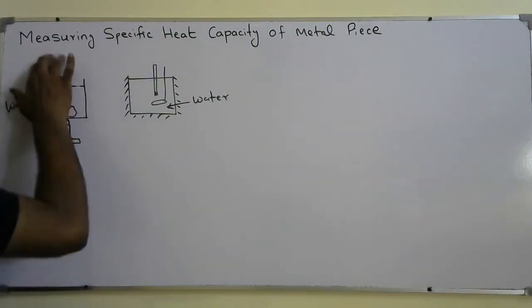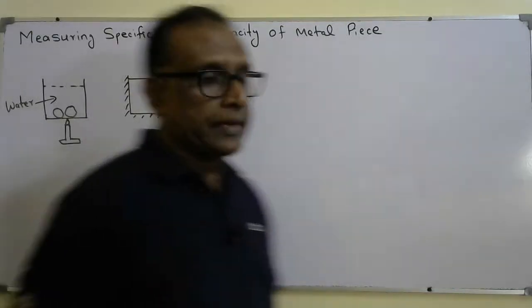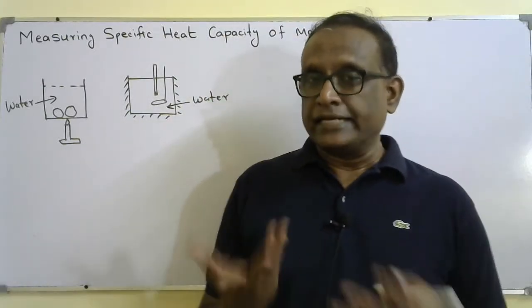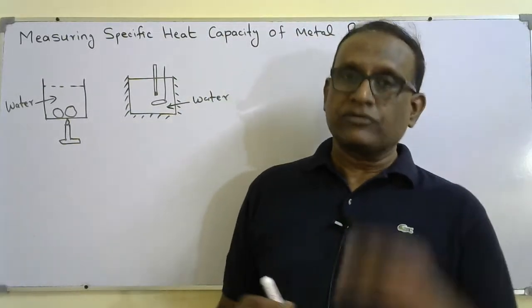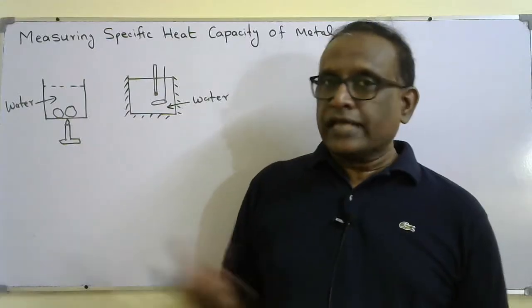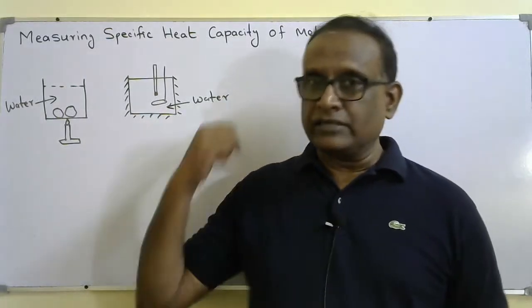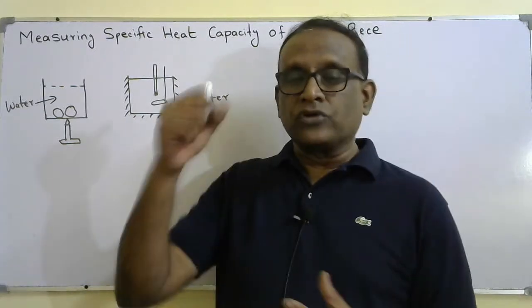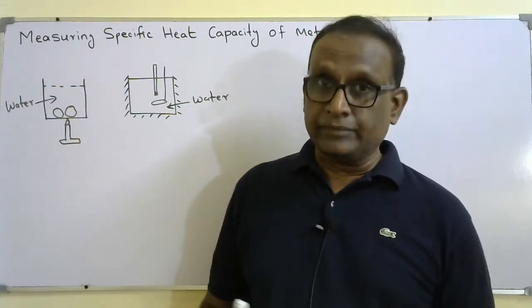Okay, so the next practical is measuring the specific heat capacity of a metal piece. You are given identical metal coins. How to find the specific heat capacity of the material of the coin? There you can't keep a heater like what I explained earlier for the metal block. It's a coin, so there's no space to keep the heater, and you can't even keep a thermometer there.